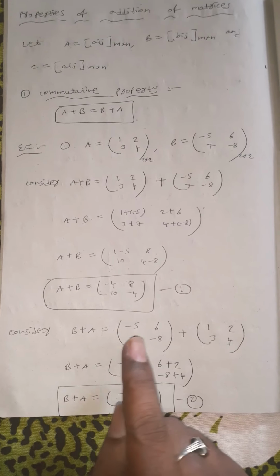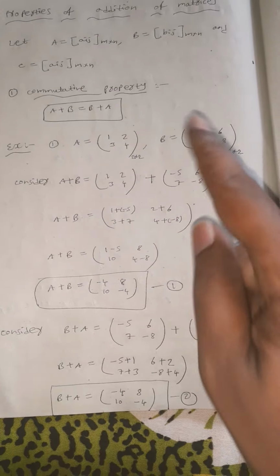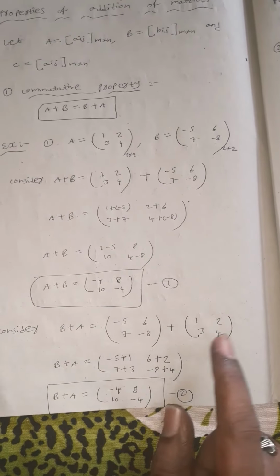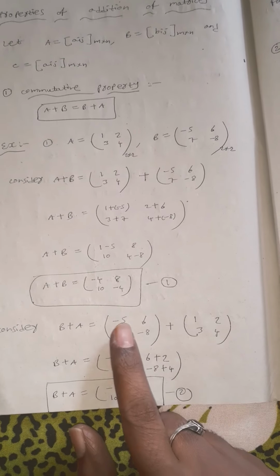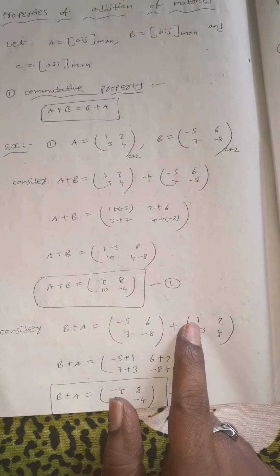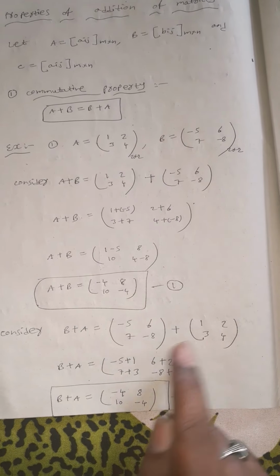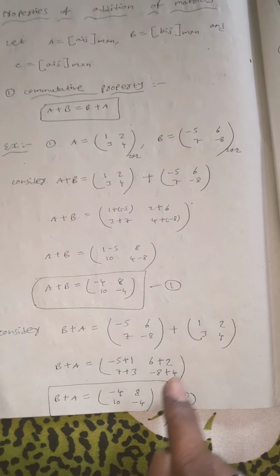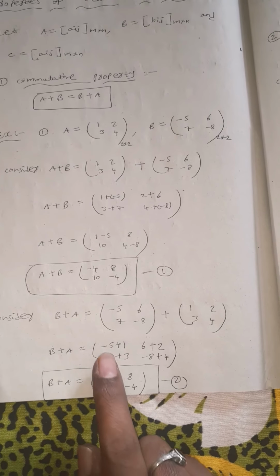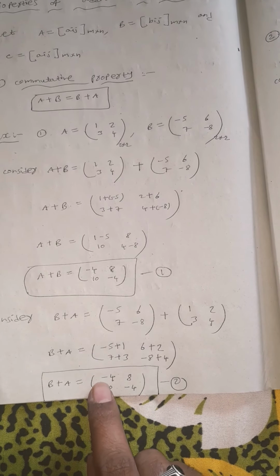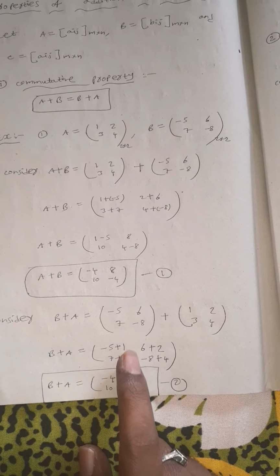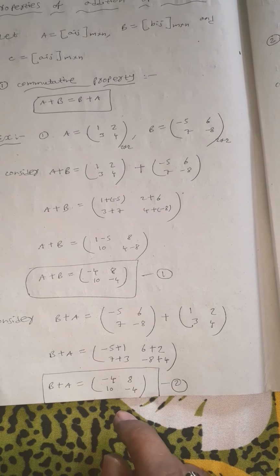Next consider B plus A. It means first you should take B elements, next A elements. So here also same: minus 5 plus 1. Next 6 plus 2. Next 7 plus 3. Next minus 8 plus 4. That only I have written. So here also the big number is having the negative symbol, write negative. And 5 minus 1 is how much, 4. Overall answer is minus 4.